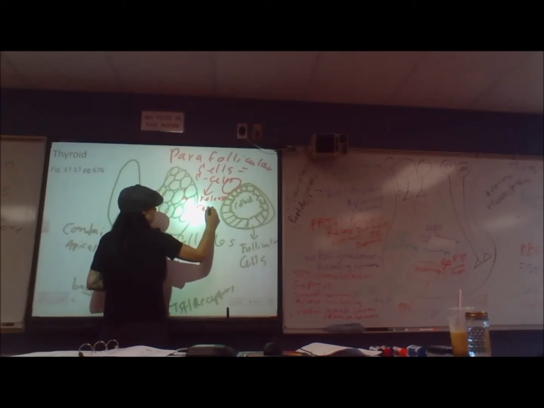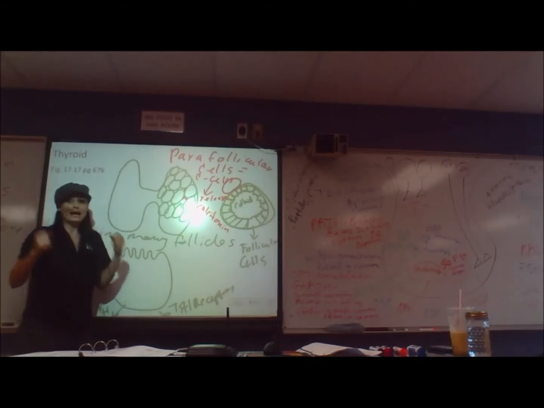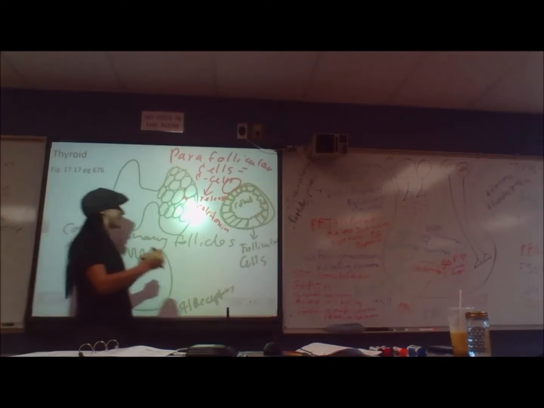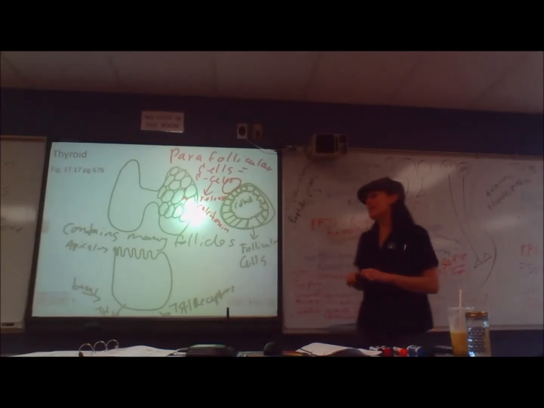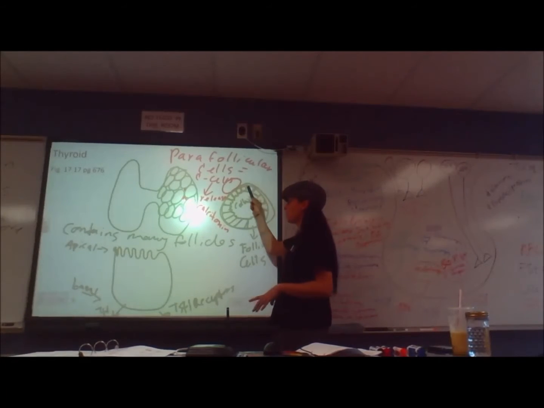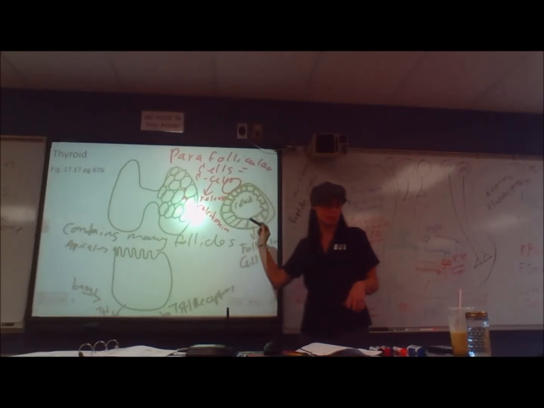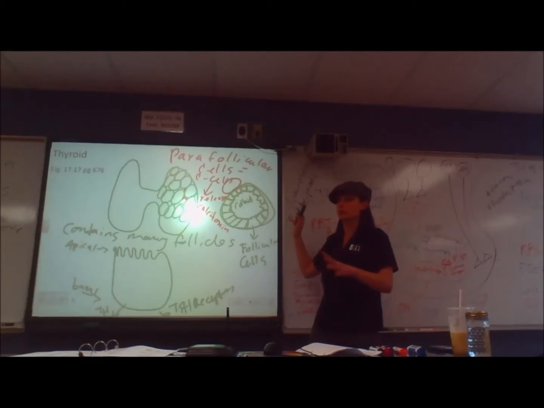Does anybody who's had me before remember my poem? Calcitonin puts the bone in. Calcitonin puts the bone in! Right! So, when you have high levels of blood calcium, your parafollicular cells will respond by releasing calcitonin, and calcitonin can help with calcium absorption, calcium deposition in your blood.